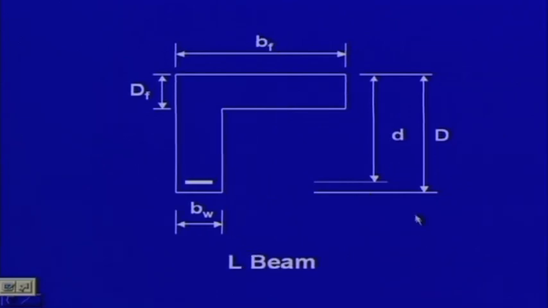We have one more cross section that is called L beam. You will find L beam near the edge of the building, because on the other side you do not have slab. So, you are having the flange only on one side. So, BW, DF, BF, D and capital D, these are the parameters with which you can describe the beam.